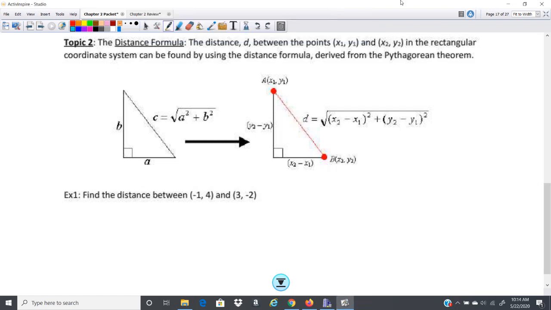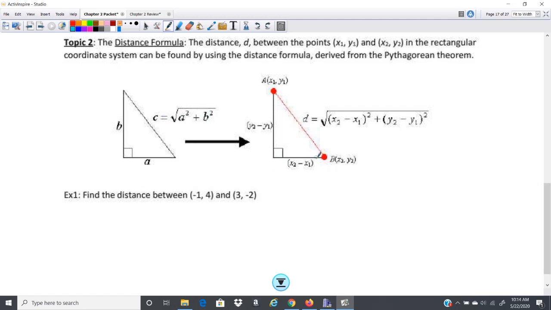Okay, we're looking at section 2.8, and that is going to be the distance formula, the midpoint formula, and circles. So the distance formula is the distance between 2 points on a coordinate system, and you can use the distance formula for it. It is derived by using the Pythagorean theorem, a squared plus b squared equals c squared, so c would be the square root of a squared plus b squared.